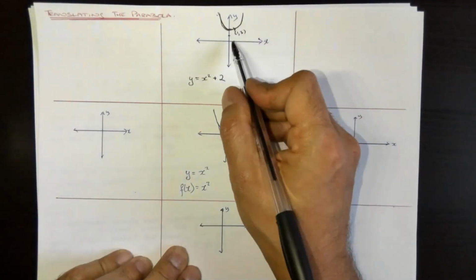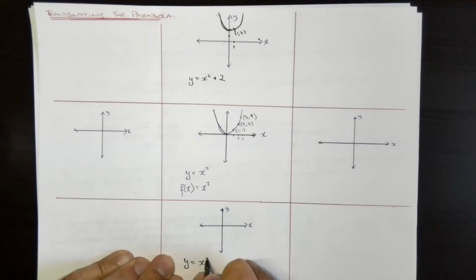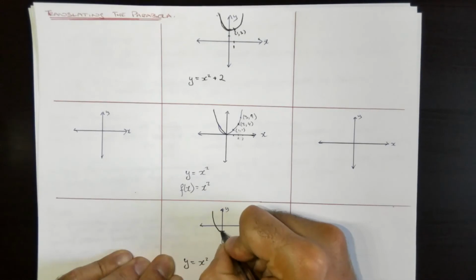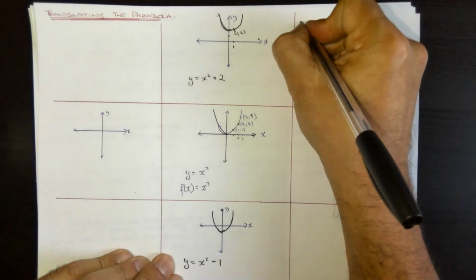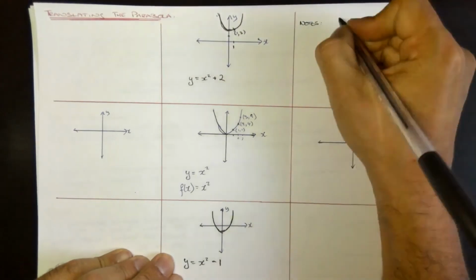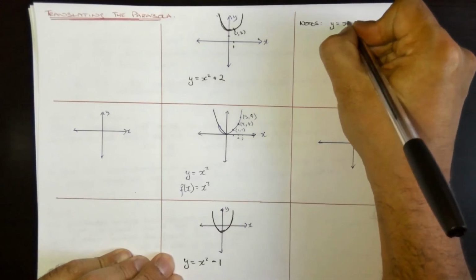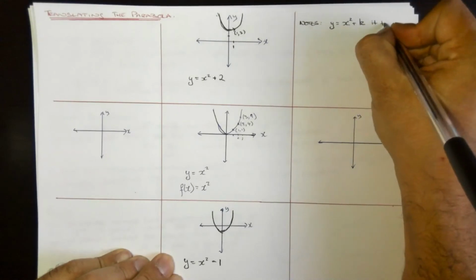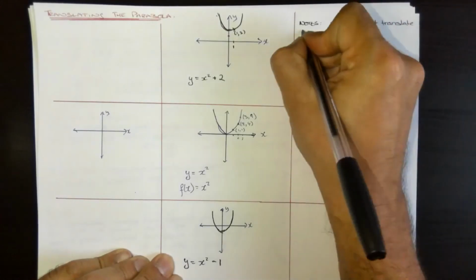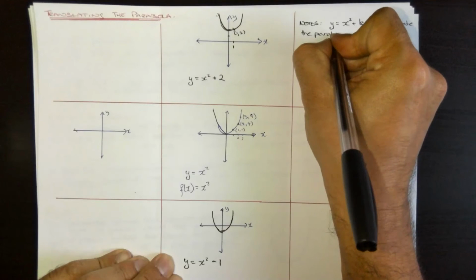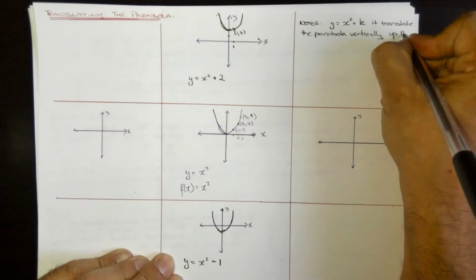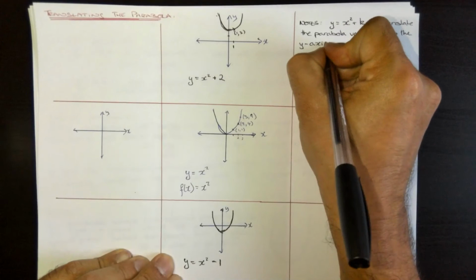Obviously, the opposite occurs if you have x squared minus a constant, let's say 1 this time. It's just going to shift it down, or translate it down, 1 unit. So some notes: if you have y equals x squared plus k, it translates the parabola vertically up the y-axis k units.